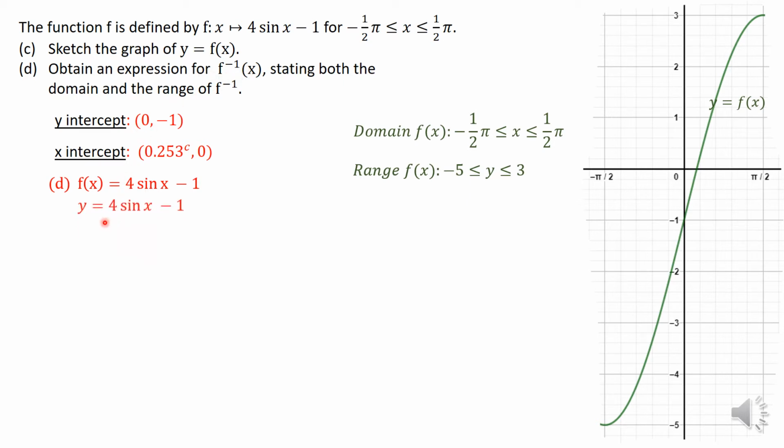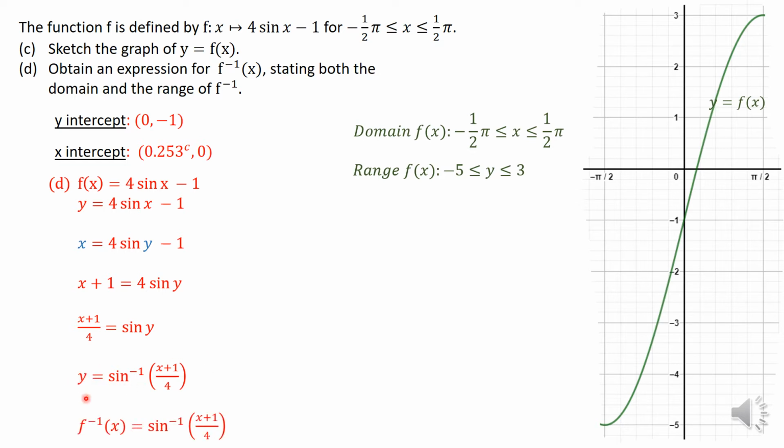Okay, so we're going to have to first obtain an expression for the inverse. So write that as y equals 4 sine x minus 1. Swap the letters around. The objective here is to make y the subject of the formula. But remember, you're not dividing here by sine y. You need to get rid of that sine by taking the inverse. All right? Arc sine of (x plus 1) upon 4. And now you can rewrite that with the correct notation.